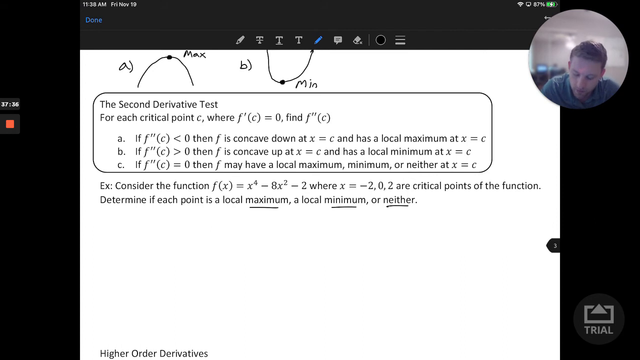Again, to test these with the second derivative test, I need to find the second derivative of my function. So let's go ahead and list out the first derivative. We would say the first derivative is going to be 4x cubed minus 16x. The second derivative, we'll just do the derivative of f prime. f double prime is going to be 12x squared minus 16.